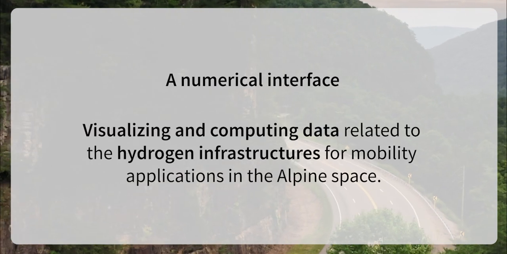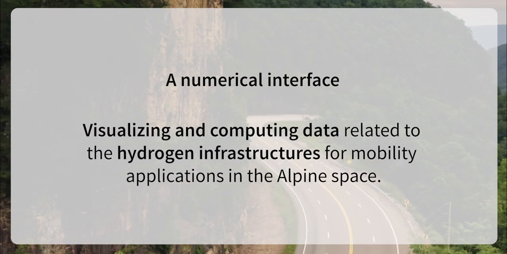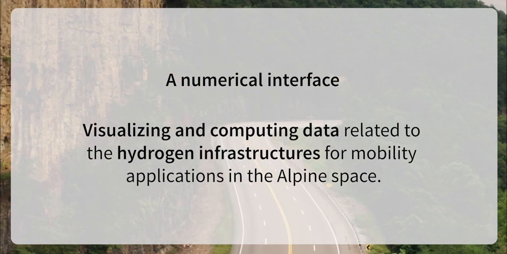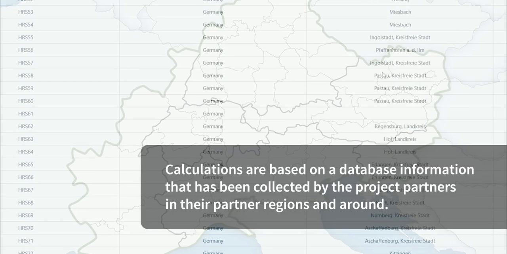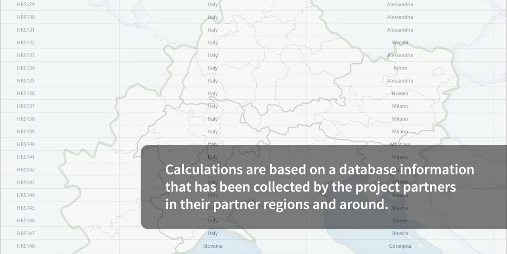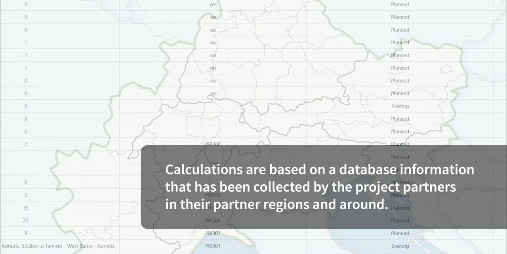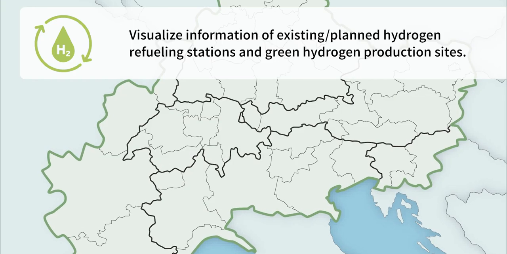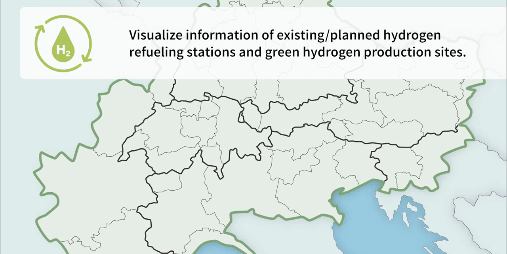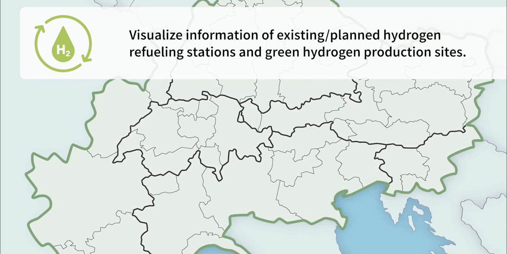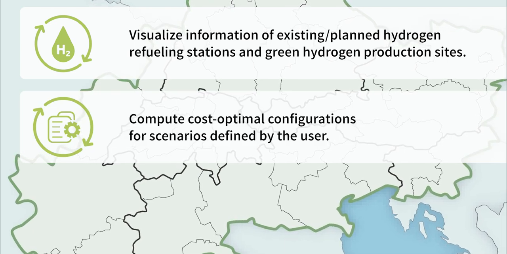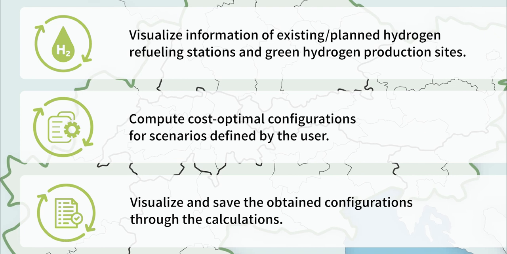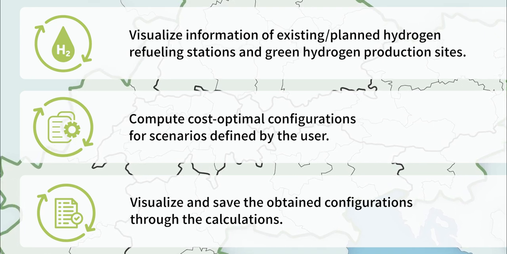The H2MA tool provides a numerical interface for visualizing and computing data related to the hydrogen infrastructure for mobility applications in the alpine space. The tool bases its calculations on a database of information that has been collected by the project partners and their partner regions. It develops three main functions: visualize the available information of existing and planned hydrogen refueling stations and green hydrogen production sites, compute cost-optimal configurations for scenarios defined by the user, and visualize and save the configurations obtained through the calculations.